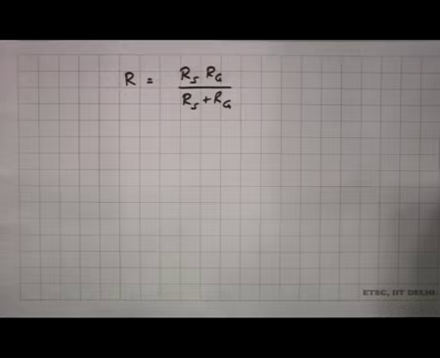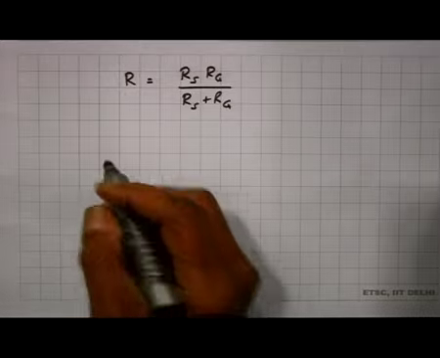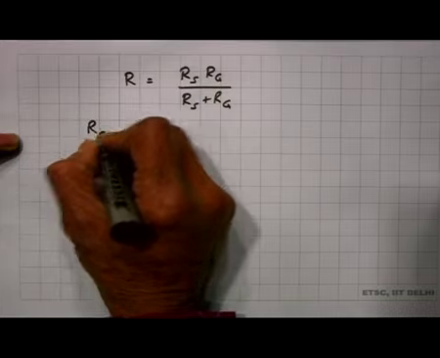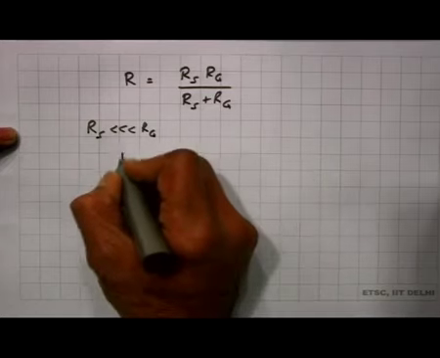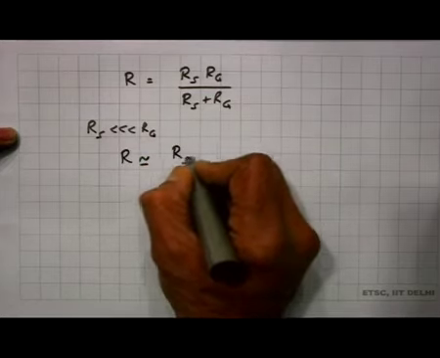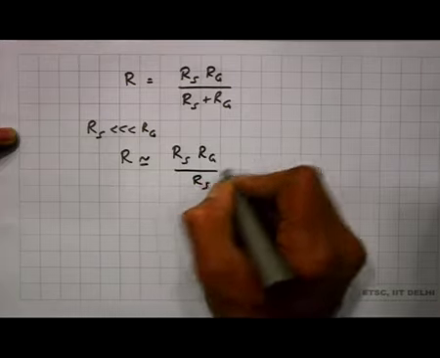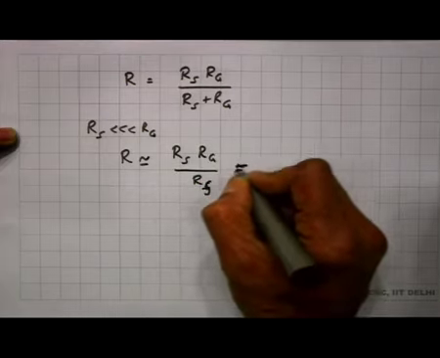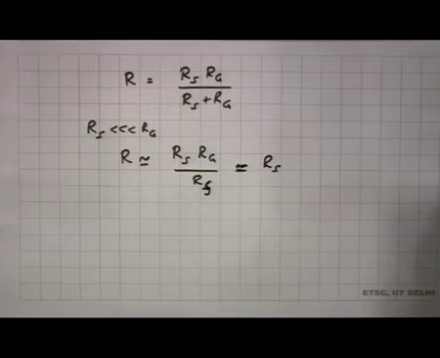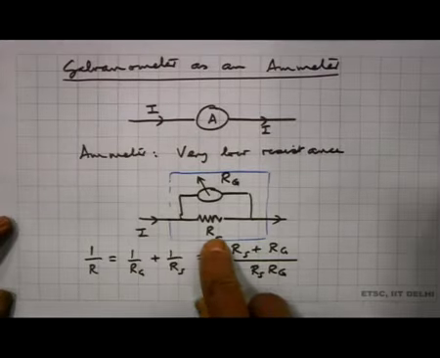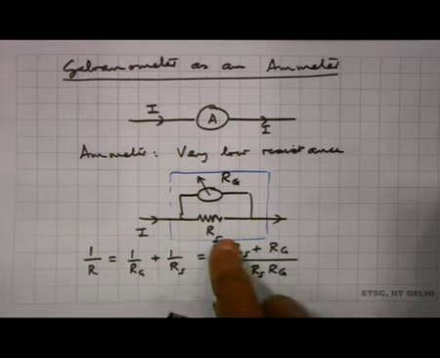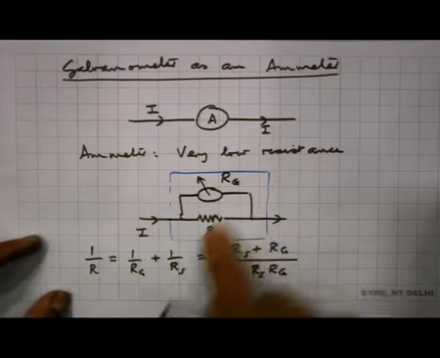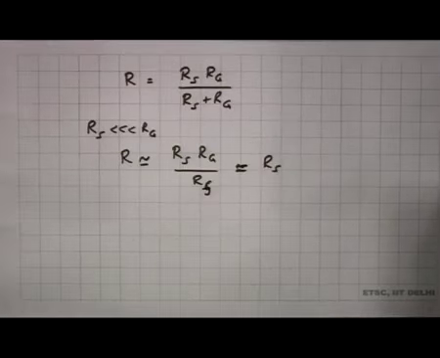Now, I want this resistance to be very, very small. So, I take a resistance Rs which is much less than Rg. If Rs is much less than Rg, then R becomes approximately equal to Rs into Rg by Rg, which is equal to Rs. So, if you connect a very small resistance in parallel with the galvanometer, then the net resistance is very small and almost equal to Rs. If Rs is much smaller than Rg, then the total resistance is simply equal to Rs.